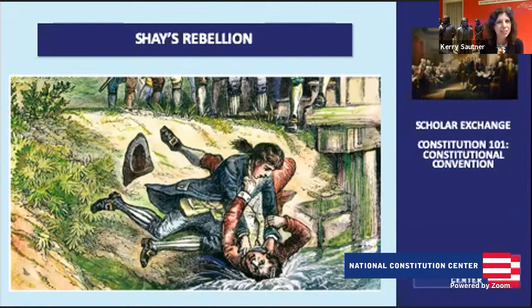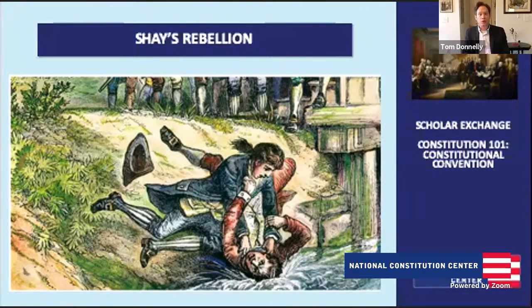So Tom gives the rundown of Shays' Rebellion and how it affected the fact that Washington was going to come and Madison could talk him into coming to the convention. Yeah, absolutely. So let's begin with Washington and then go into Shays' Rebellion.